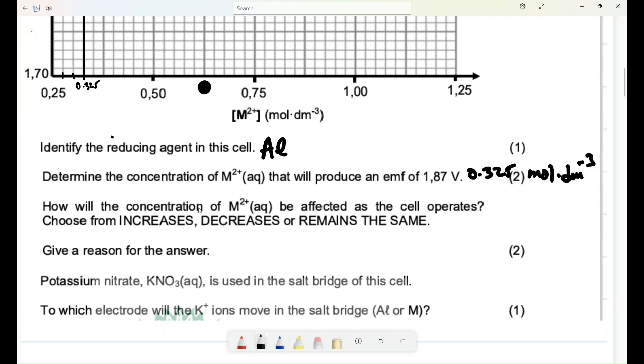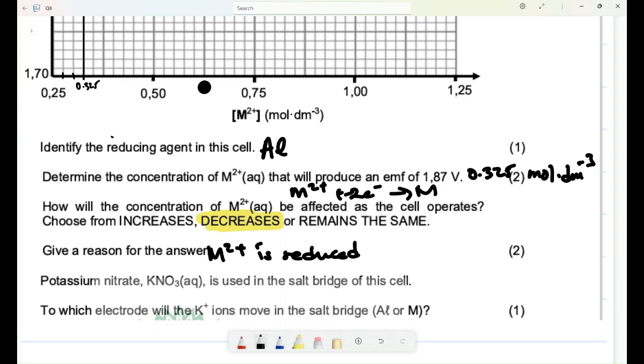Now, how will the concentration of M2+ be affected as the cell operates? As the cell operates, remember it undergoes reduction. So M2+ plus 2 electrons forms M. As time goes on, the forward reaction is favored, so the concentration of M2+ will decrease. When we give an answer, we say M2+ is reduced. It undergoes reduction.